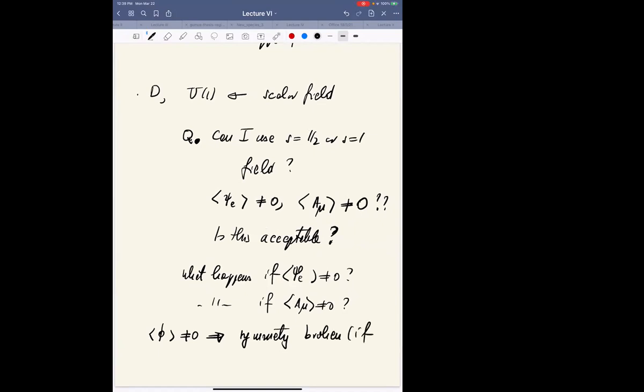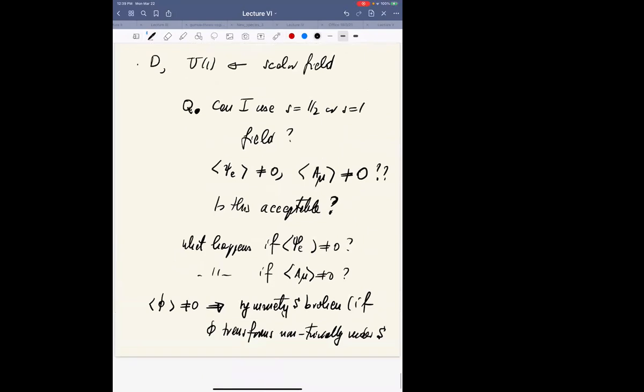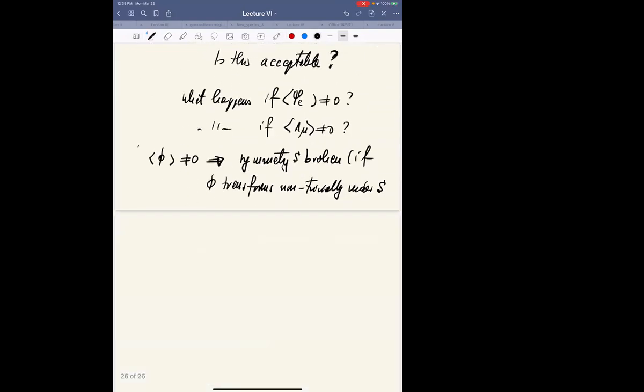Of course, if phi carries the charge associated with the symmetry. Or maybe we can say it better: if phi transforms non-trivially under that symmetry, symmetry S, let's say. This is what we've seen in these examples. It's obvious. Symmetry breaking means that somehow the vacuum carries the vacuum expectation value, knows about the symmetry, and it's broken.